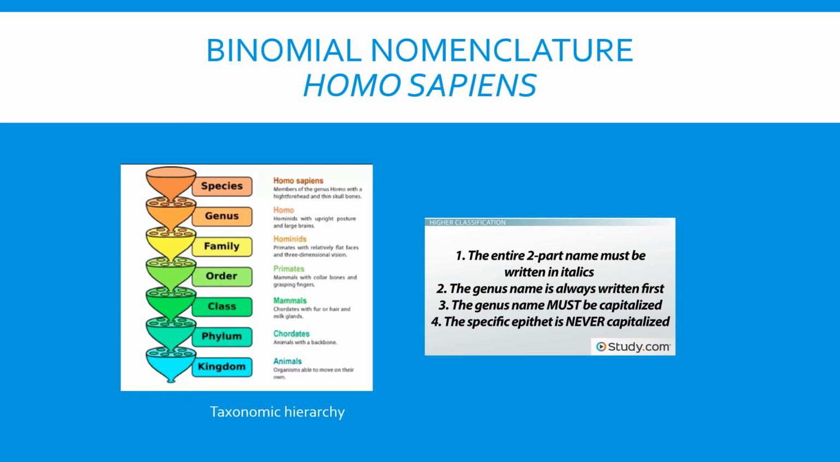Okay, so that name that you see at the top, Homo sapiens, that is referred to as binomial nomenclature. And so it's a two-part naming system, and you need to write it in italics. So Homo sapiens, for example, would be written in italics. And the first part is the genus, Homo, and then the second part is the species, sapiens. All right, so there you have it.